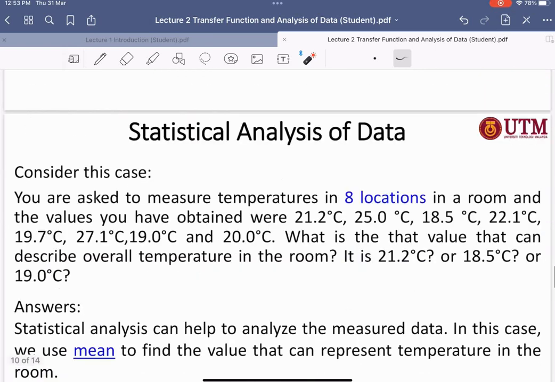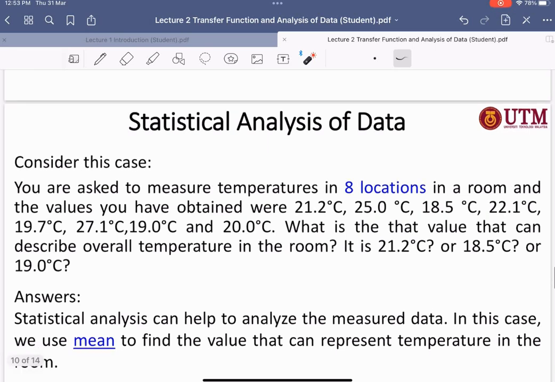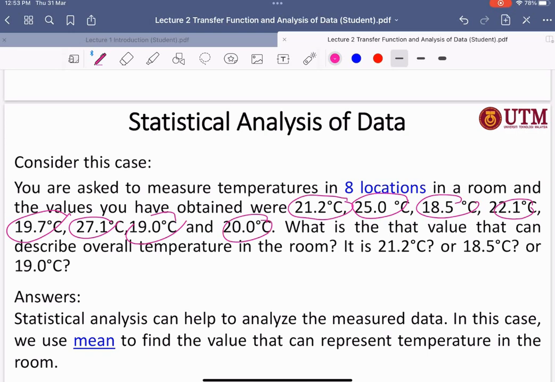And then after that, you start doing the statistical analysis of the data. For example, the basic one is doing the mean. Say you get the data for eight locations, this one, this one, this one, and so on. Your boss will say, okay, you did some measurement at that plant. Can you tell me what is the temperature for that plant? So you need to find the mean.